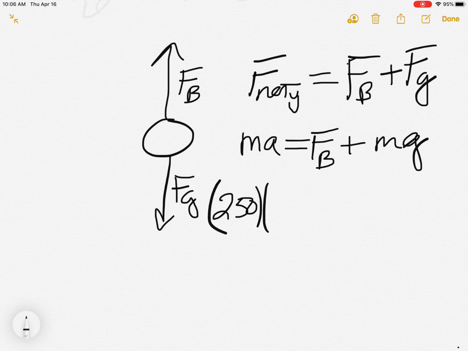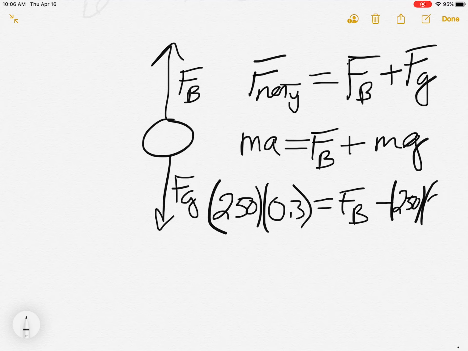The mass of the balloon was 250. The A was told to us as 0.3, and the FB and the mg was now down, right? Negative force. Gravity's pointing down, 250 and 9.8. So we've got to crunch a few numbers here, but you can see from the equation that FB is going to pop out, the force of the balloon. So let's do the math.